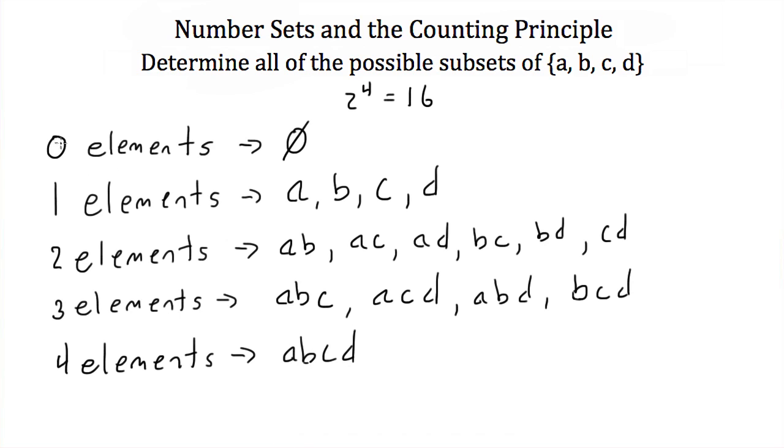Now let's check our work. There's only one way to choose 0 elements. You just don't choose any. There are 4 ways to choose 1 element. There are 6 different ways to choose 2 elements, 4 different ways to choose 3 elements, and 1 different way to choose all 4. Add this all up, and it comes to 16. So we did find all of our possible subsets, and they're all listed right here.